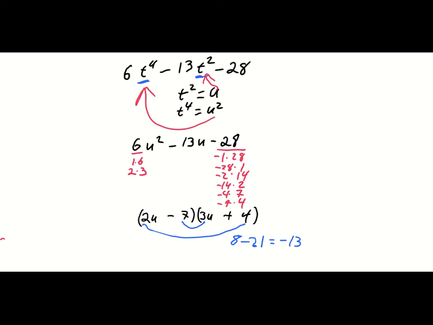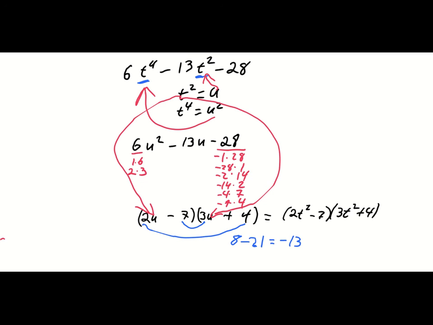So there's the factored form with u in it, and so now we just need to rewrite it, the factored form with the t in it. We're going to substitute back those t squares in for the two places that we have a u. So our answer will be 2t squared minus 7 times 3t squared plus 4.